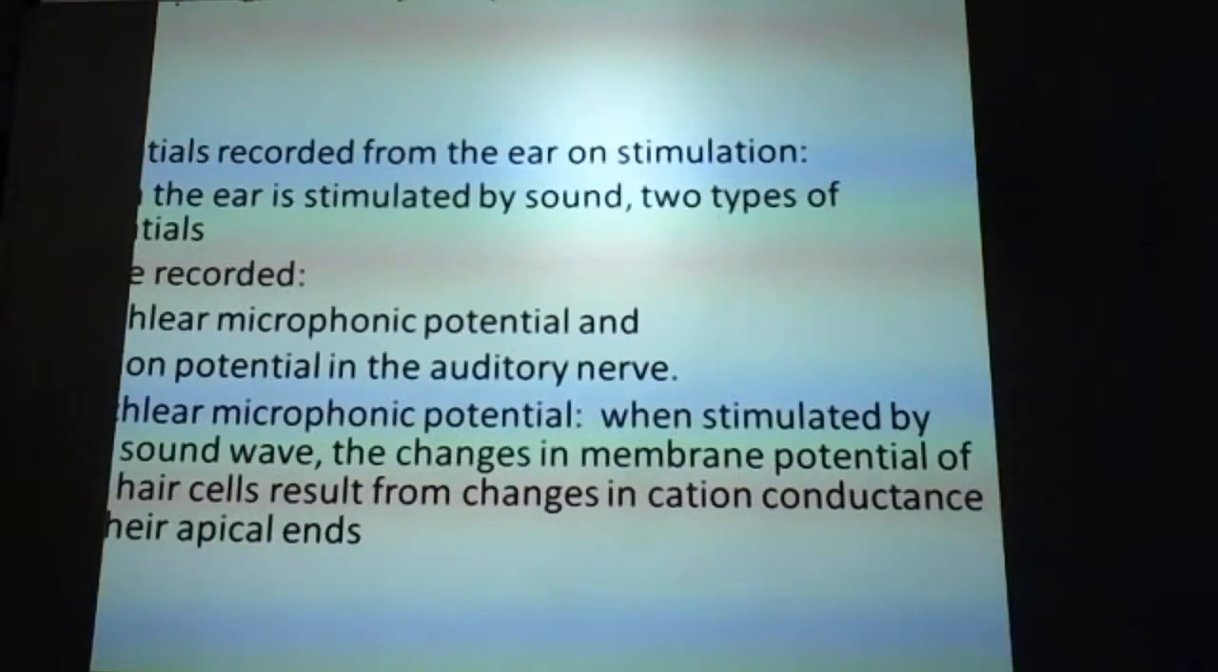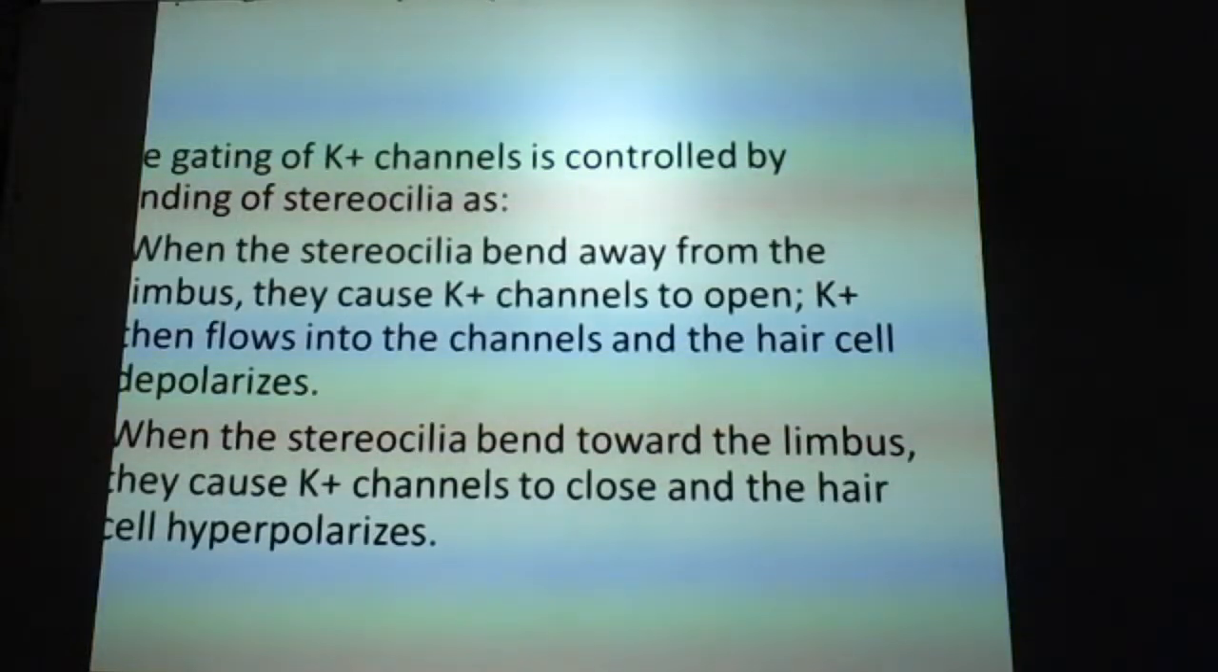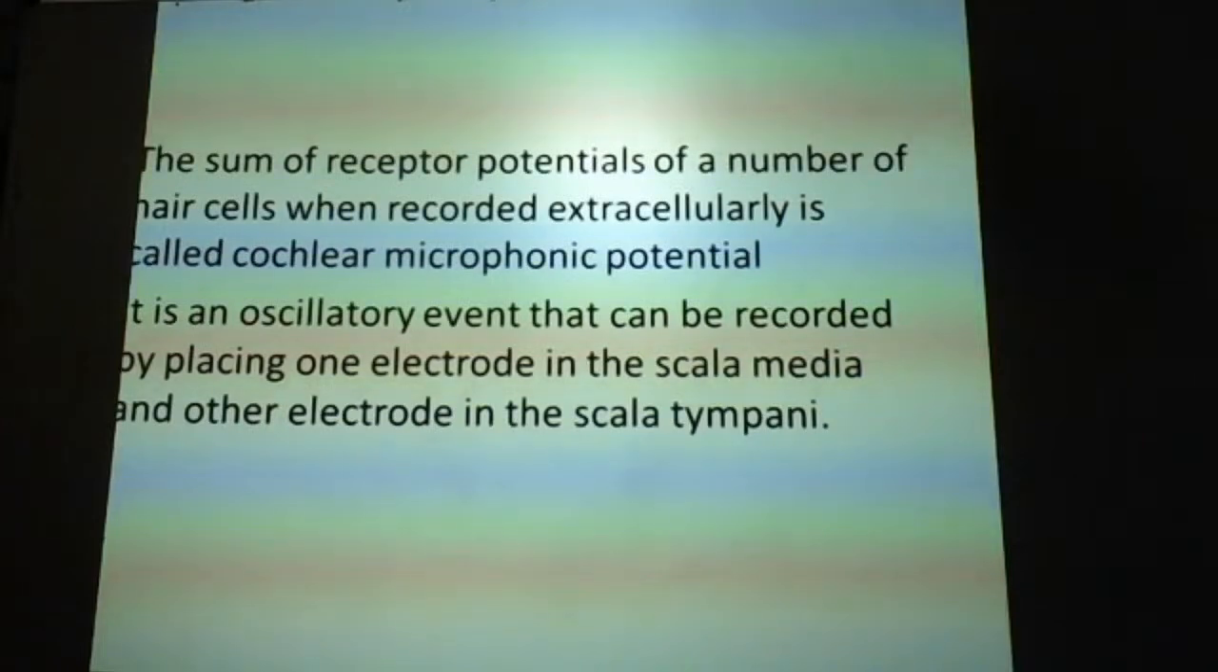So the gating of the potassium channels is controlled by the bending of the stereocilia. When the stereocilia bend away from the limbus, they cause the potassium channels to open. The potassium then flows inside the channels and the hair cell gets depolarized. When the stereocilia bend towards the limbus, it causes the potassium channels to close and it gets hyperpolarized.